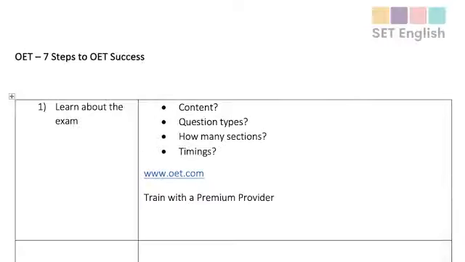There are loads of them around. You can find them on the OET website here. But train with a premium provider. They'll all have things like video courses or introduction courses. So although you don't have to pay to find out about the exam, if you join a premium provider, you will be able to find out that stuff. Okay, so that's the first thing.